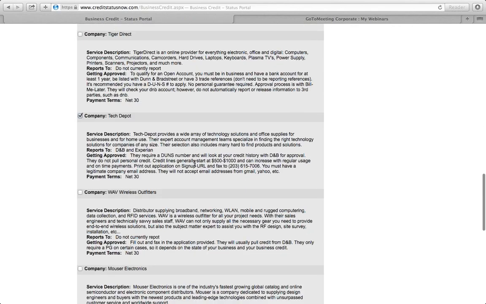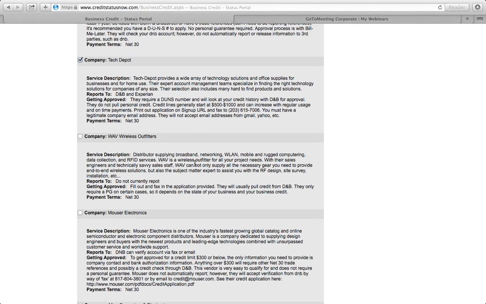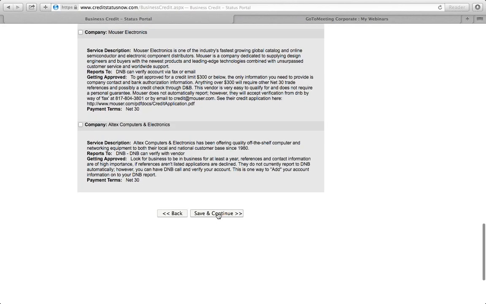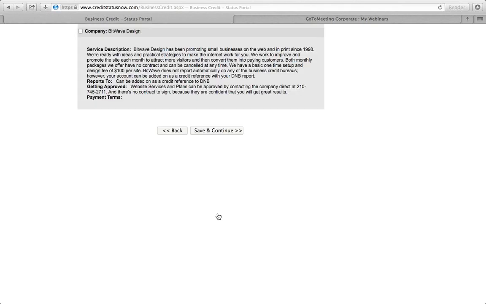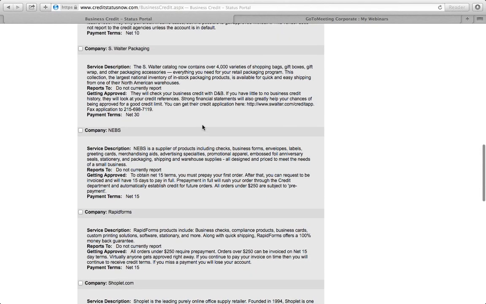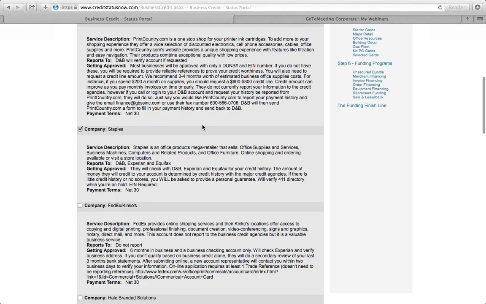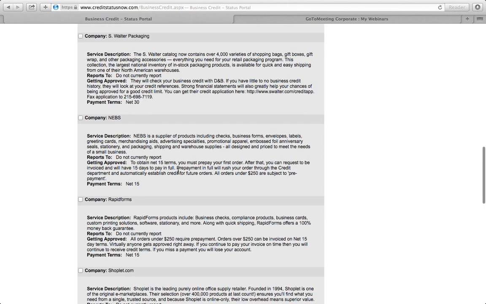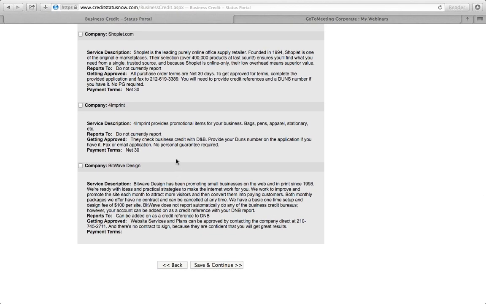There's a lot of information here, but we would do you a disservice by not giving it to you. So there we go. We keep going through. We've got these separated by type of accounts. So we go here and we've got Staples, FedEx. Now you'll see there are some accounts that don't report. Why are they there? Because what if that account's helpful to your business? It may not report, but what if having it helps your business? So we still put it on there.